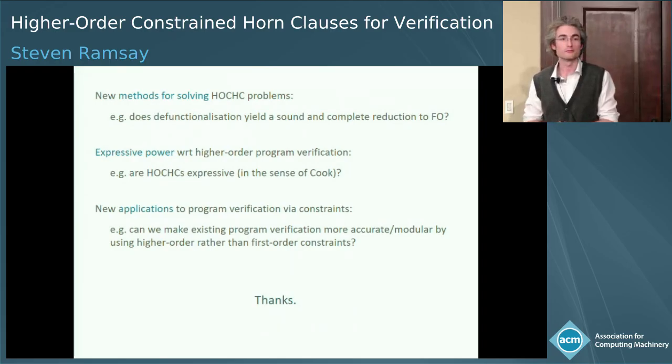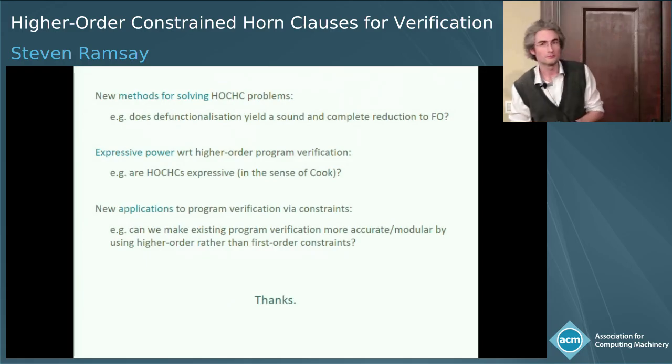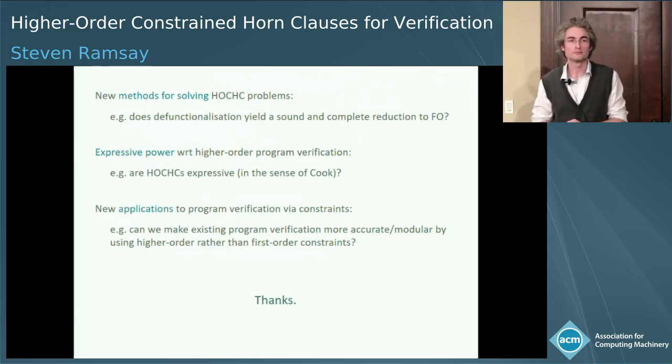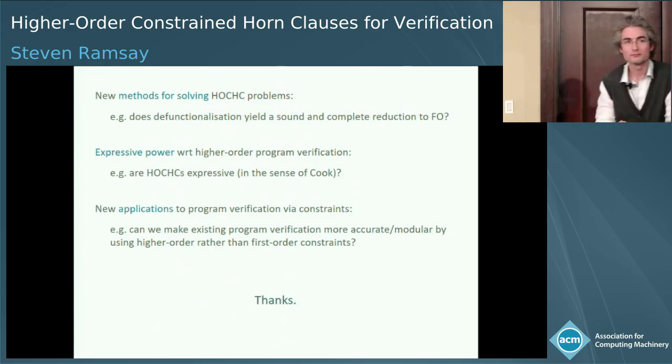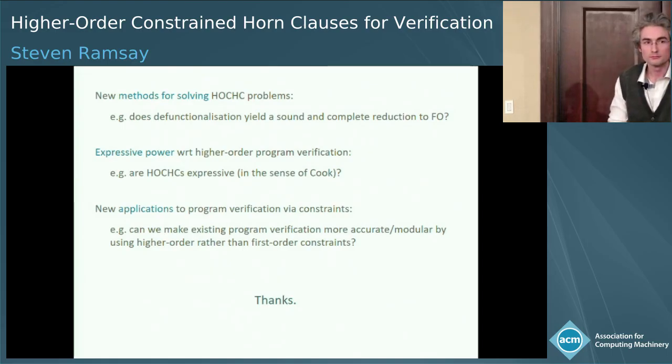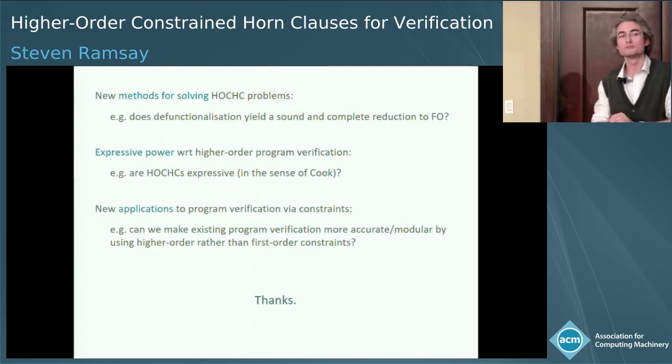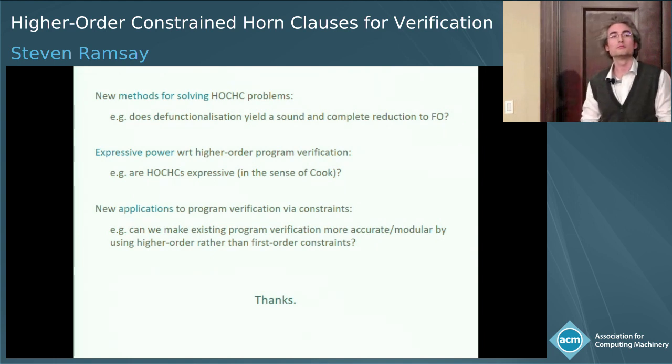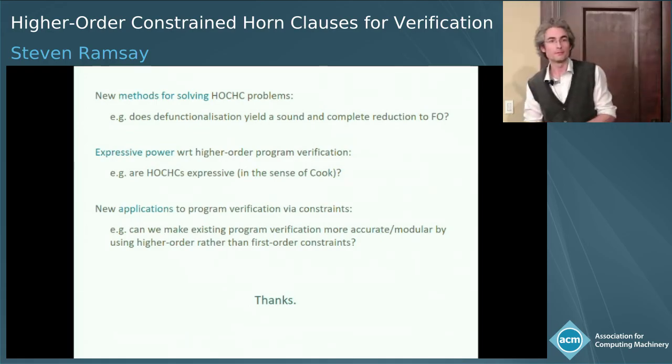So I have a question. So essentially, you take the problem of higher order constrained horn clauses and you reduce it to the first order using refinement types. So could you comment how your work relates to the work of Jhala, Majumdar, and Rybalchenko on taking the verification of higher order programs to the verification of first order programs using refinement types? It sounds very related.